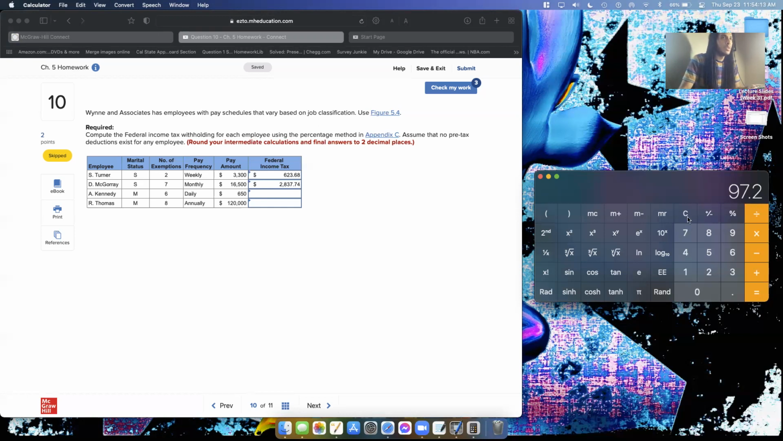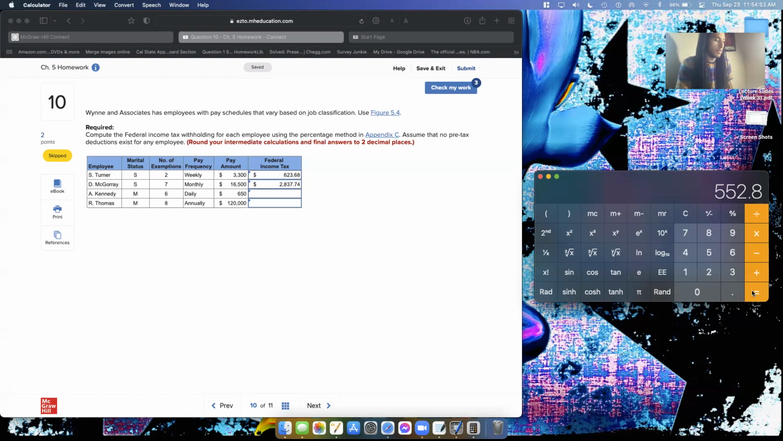So then once you figure out how much the withholding allowances are, you take your gross pay of $650 and subtract the withholding allowances of $97.20, and that equals $552.80 of taxable income that A. Kennedy earns on a daily basis as a married man. So now, which table is the correct one to use? Well, we have to look at whether he's single or married. He's married, the pay frequency, which is daily, and the taxable income, which is $552.80.